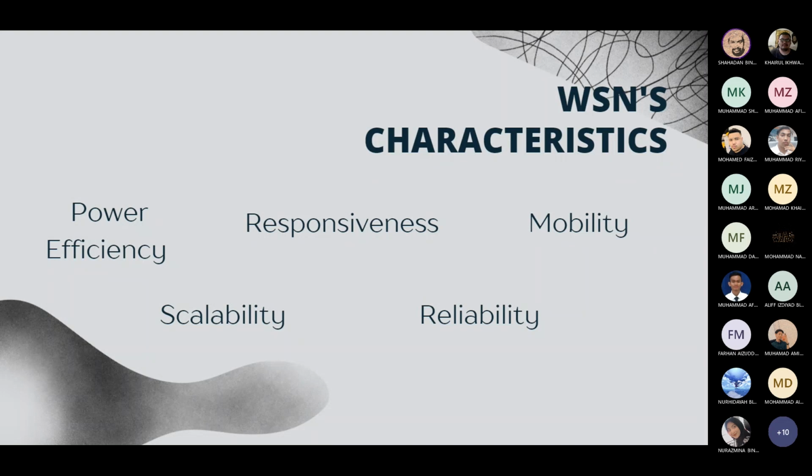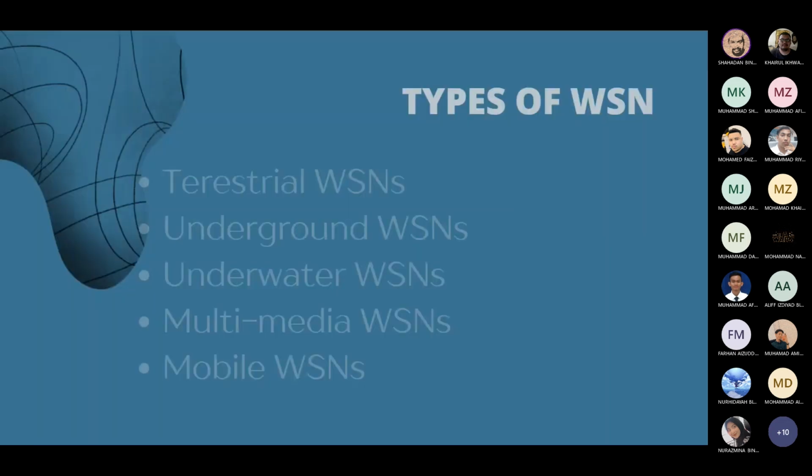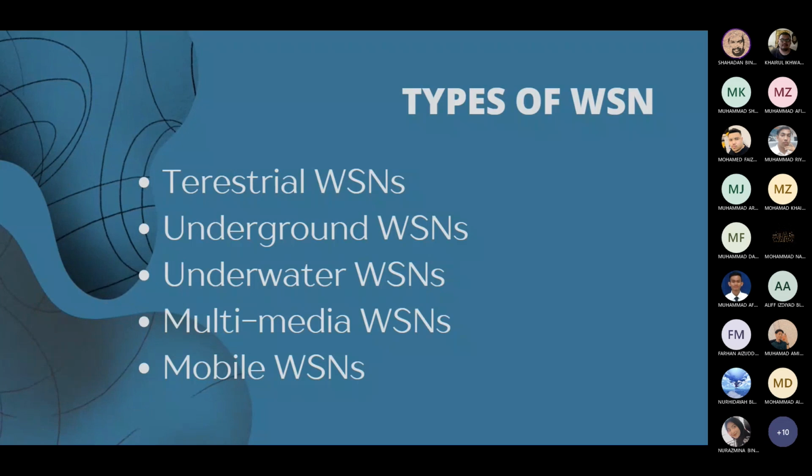Okay, next I will talk about the types of WSNs. So there are 5 types of WSNs, where the first we will talk about the terrestrial WSNs, where it is capable of communicating with the base stations efficiently and consists of hundreds to thousands of wireless sensor nodes deployed either in an unstructured or structured manner. So an example for the terrestrial WSNs would be the military application.